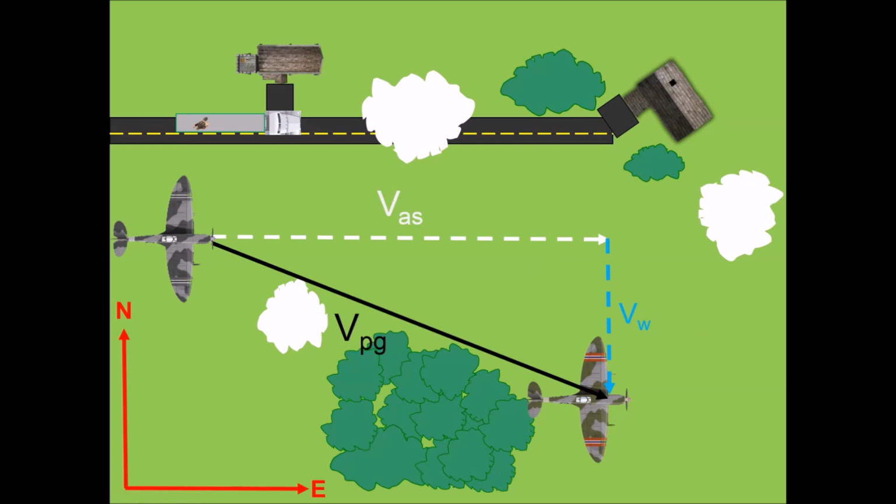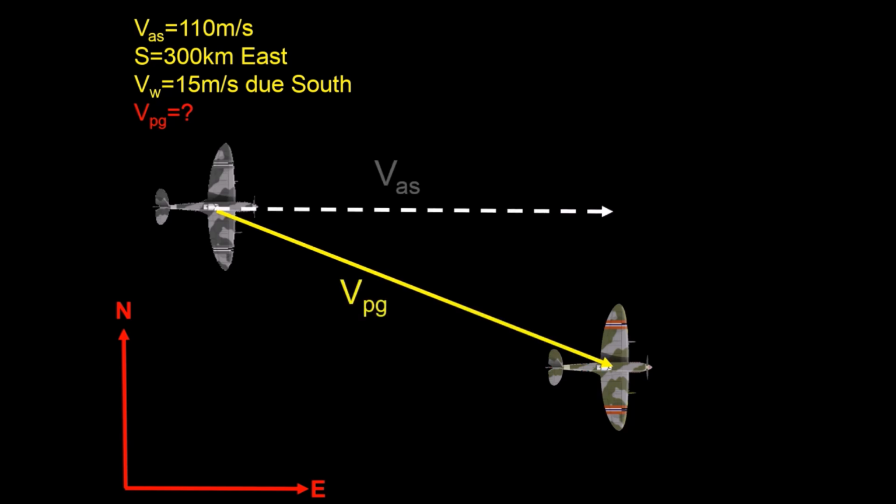Let's look at this without all the background in a little more scientific fashion. So the plane leaves from this point and then ends up at this point. The plane is traveling, or wants to travel, in a straight line, and the velocity of the wind is pushing the plane to the south. We have the airspeed, we have the distance east, we have the velocity of the wind, and we want to know the actual resultant velocity of the plane.